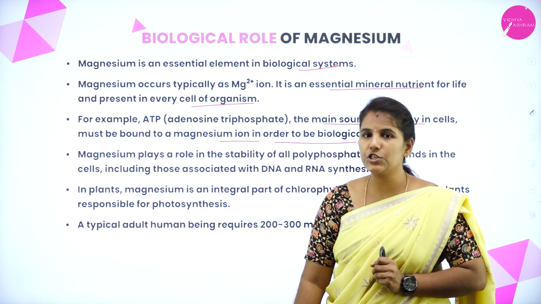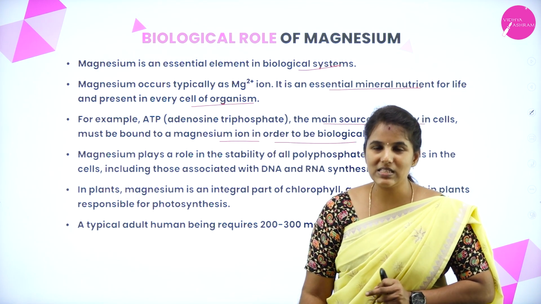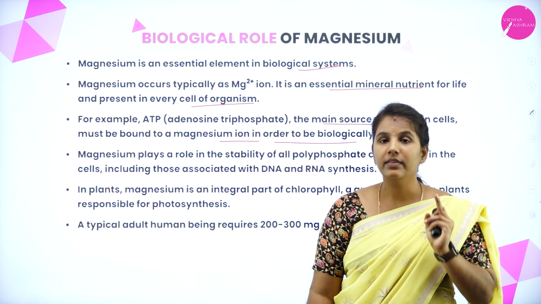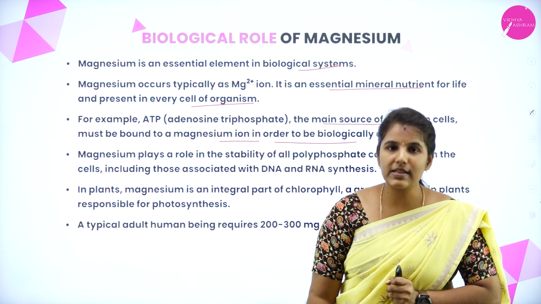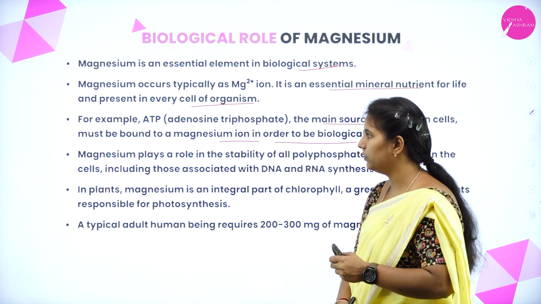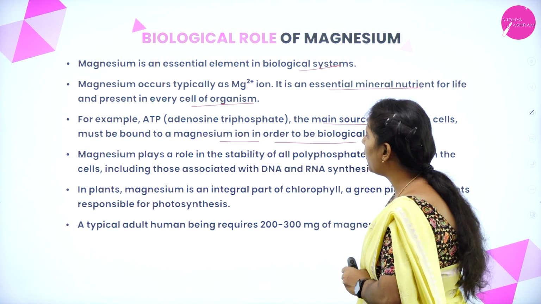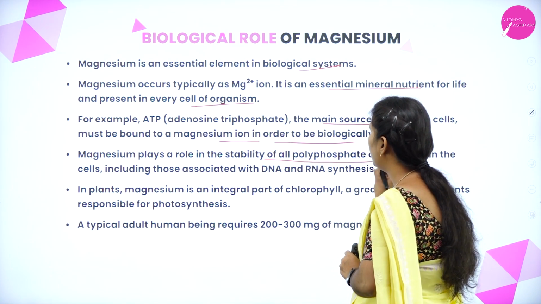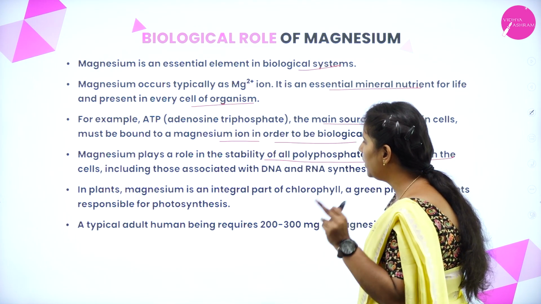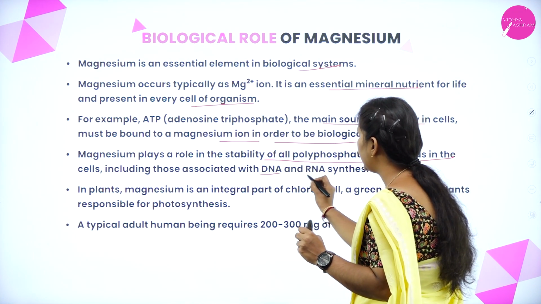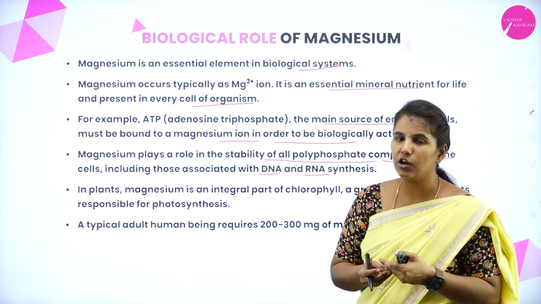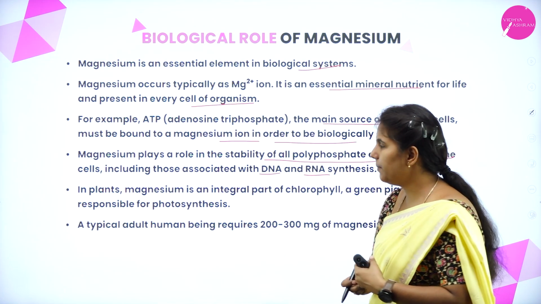During the formation of ATP in mitochondria, every cell prepares ATP, and it occupies the mitochondria in the form of a magnesium ion complex. Magnesium plays a very important role in the stability of all polyphosphate compounds in the cell, including those associated with DNA and RNA synthesis. During the preparation of DNA and RNA also, we need magnesium ions.